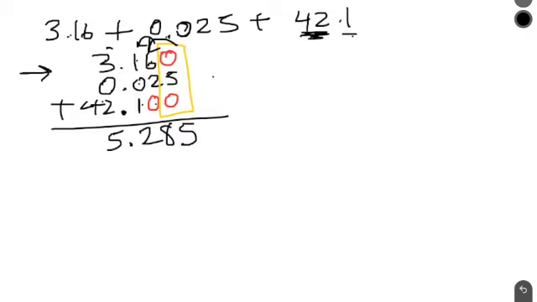And then finally, the 4. We forgot to add in zeros just to hold the place. 4 plus 0 plus 0 is equal to 4. So then this answer is 45.285.